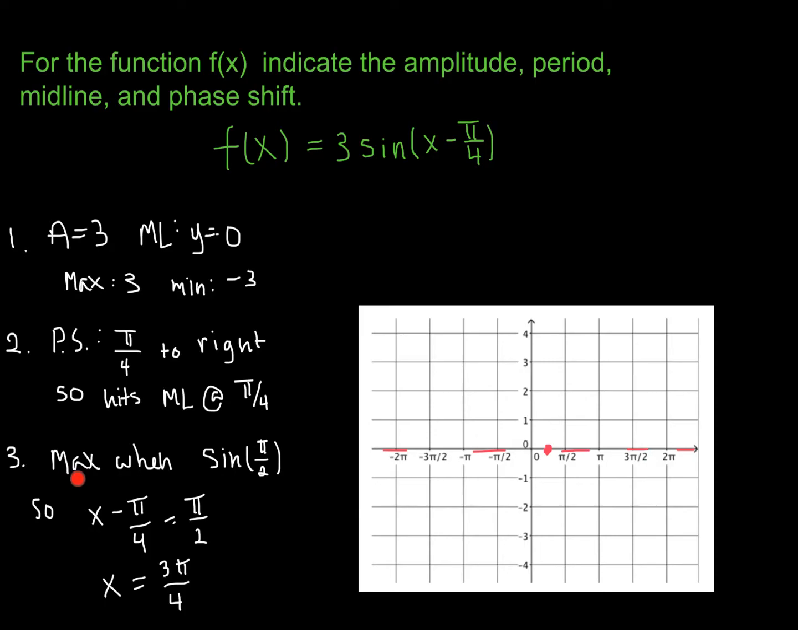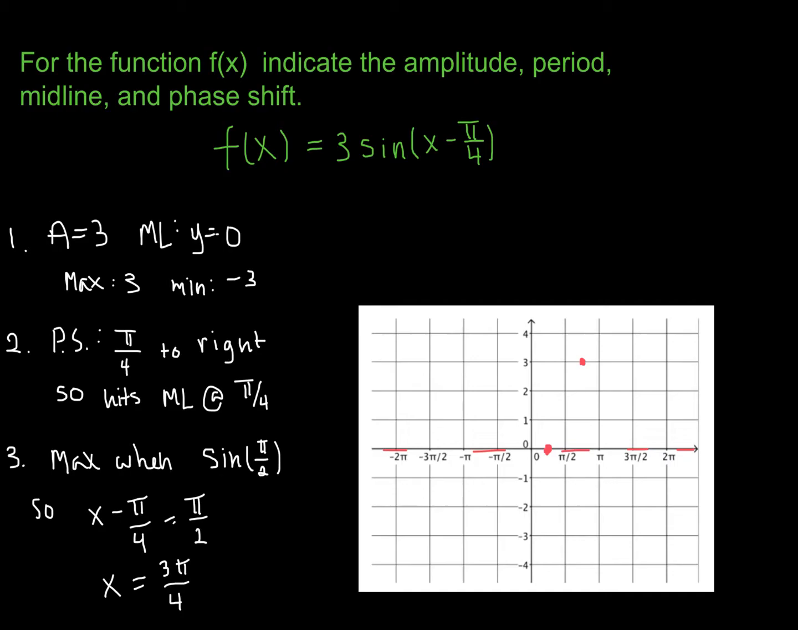And now I want to plot a max or a min. We'll just go ahead and plot a max. We know that sine is at its maximum value when the argument is pi over 2, in other words, when we have sine of pi over 2. So we want to find the x value that will make this argument pi over 2. In other words, we want x minus pi over 4 to equal pi over 2. What will that x value have to be? You can solve this by adding pi over 4 to both sides, and you'll get that x is 3 pi over 4. So we know that we're going to have a maximum value at 3 pi over 4, which is at this x value right here. Its maximum is 3, so we'll have a maximum right here.